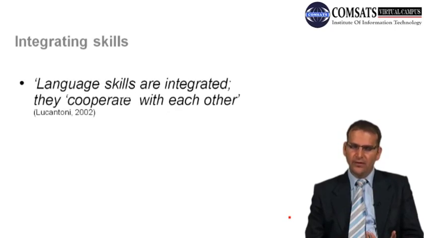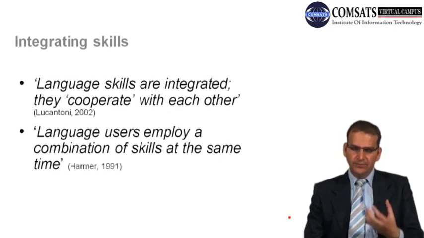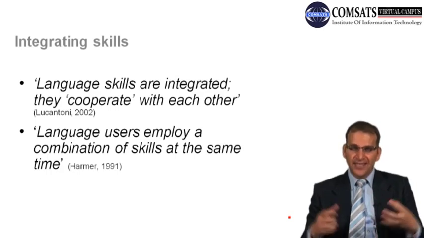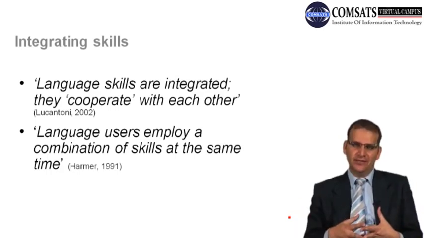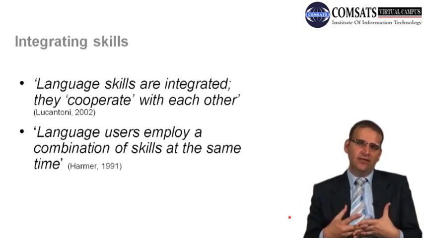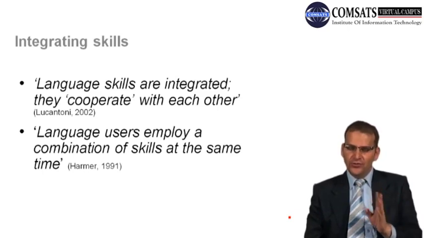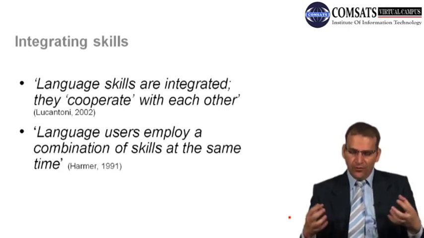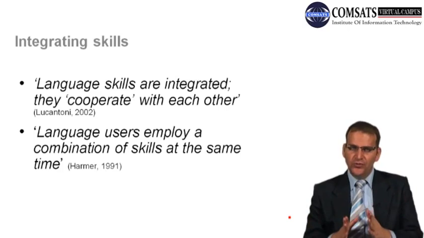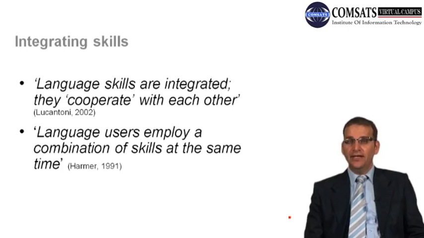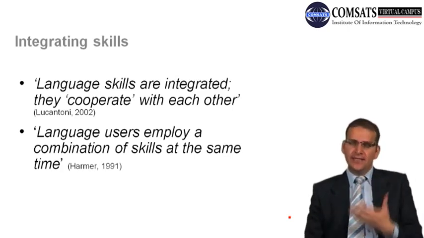Fine? Alright, so language skills are integrated, they cooperate with each other. When skills are integrated, they cooperate. Fine? Of course, the sub-skills are incorporated, again they cooperate. Language users employ a combination of skills at the same time, Harmer says. Right? Lucantoni, of course, 2002, says that they are integrated because language skills cooperate. And of course, Harmer's viewpoint is that language users employ a combination of skills at the same time. Right? And again, I would say, of course, skills and their sub-skills.